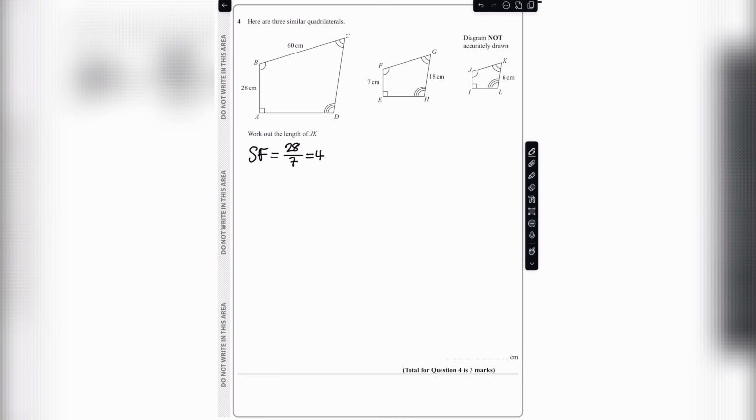And in order to determine the length JK, we firstly need to determine the length FG. So the length FG can be determined by dividing the length BC, which is 60 centimeters, by 4, and that gives us 15 centimeters.